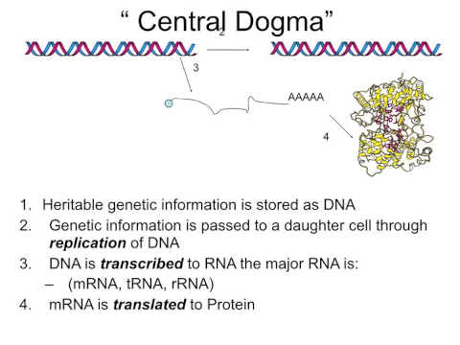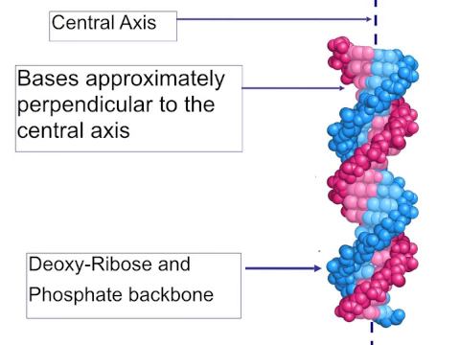The central dogma states that heritable genetic information is stored as DNA, and this genetic information is passed on to a daughter cell through the replication of DNA. The DNA is transcribed to make RNA, and this includes messenger RNA, transfer RNA, and ribosomal RNA. The messenger RNA is translated to form proteins. The structure of DNA is shown here.